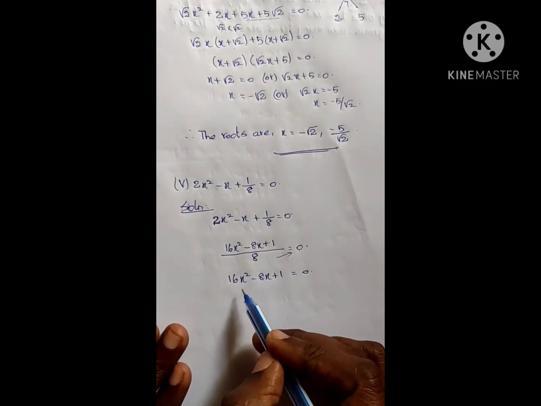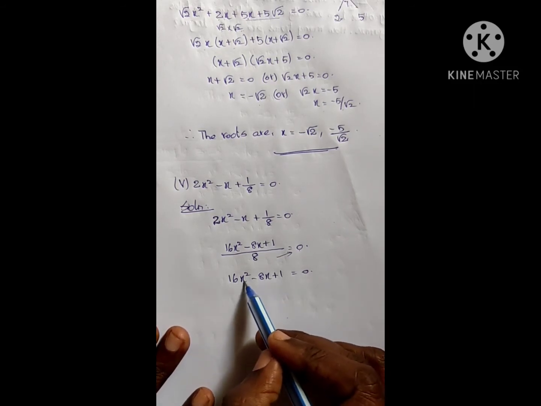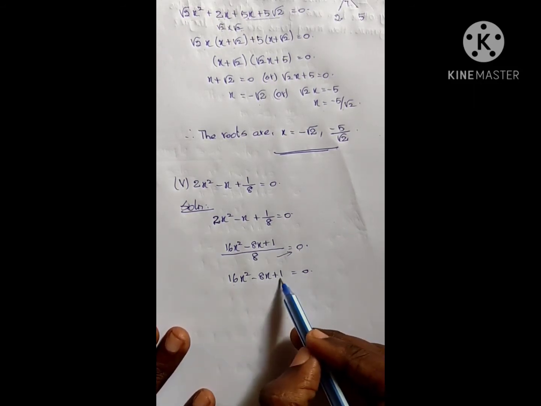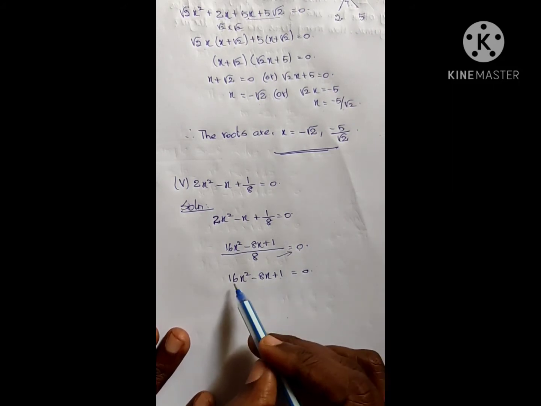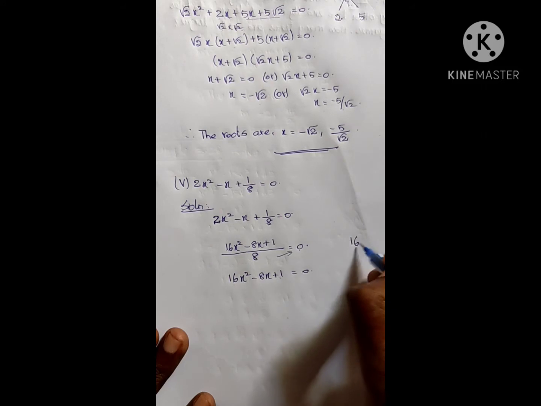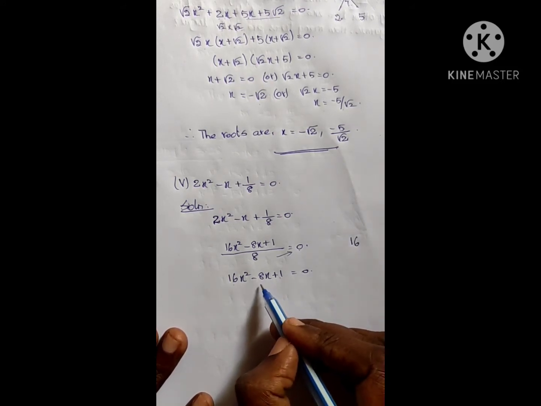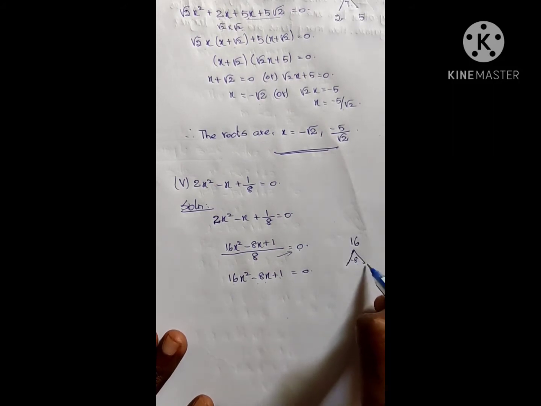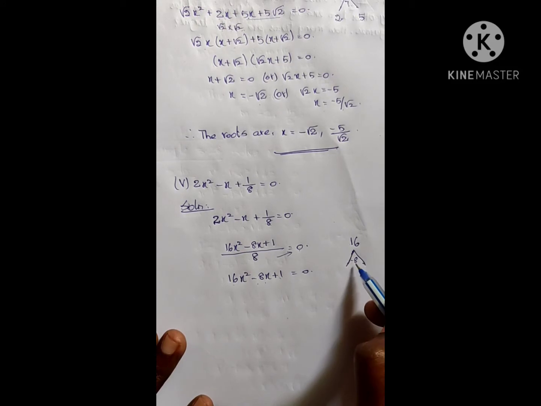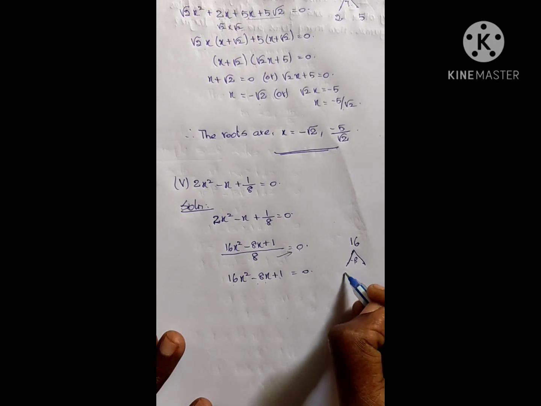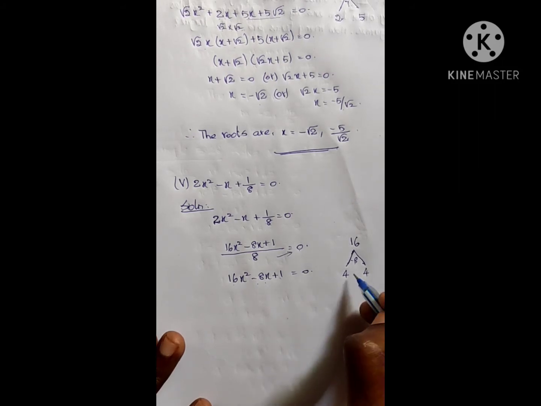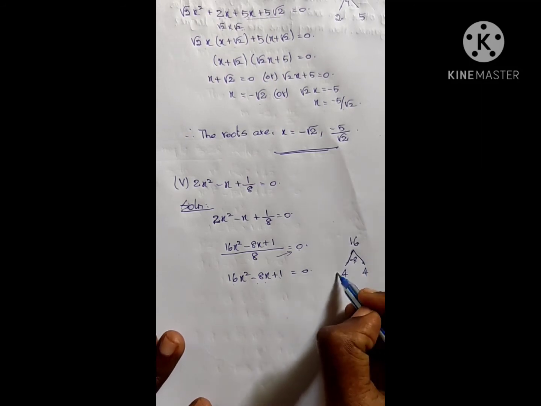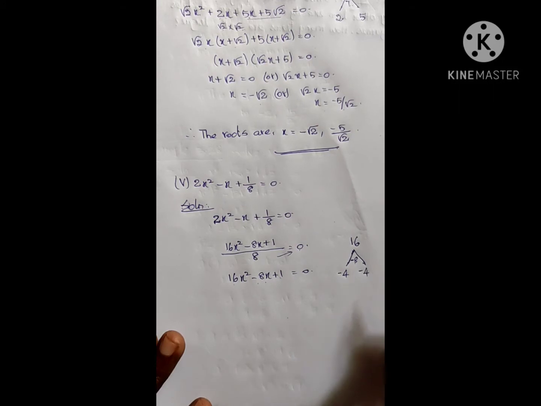Now we have to solve this equation. So here the coefficient of x² is 16 and the constant term is 1. So the product is 16 into 1, product of two numbers 16. And here the sum of the two numbers is -8. Product 16, sum -8. So what will be the two numbers? 4, 4. See here 4 fours are 16. But here the sum is -8. So we take the numbers as -4, -4.